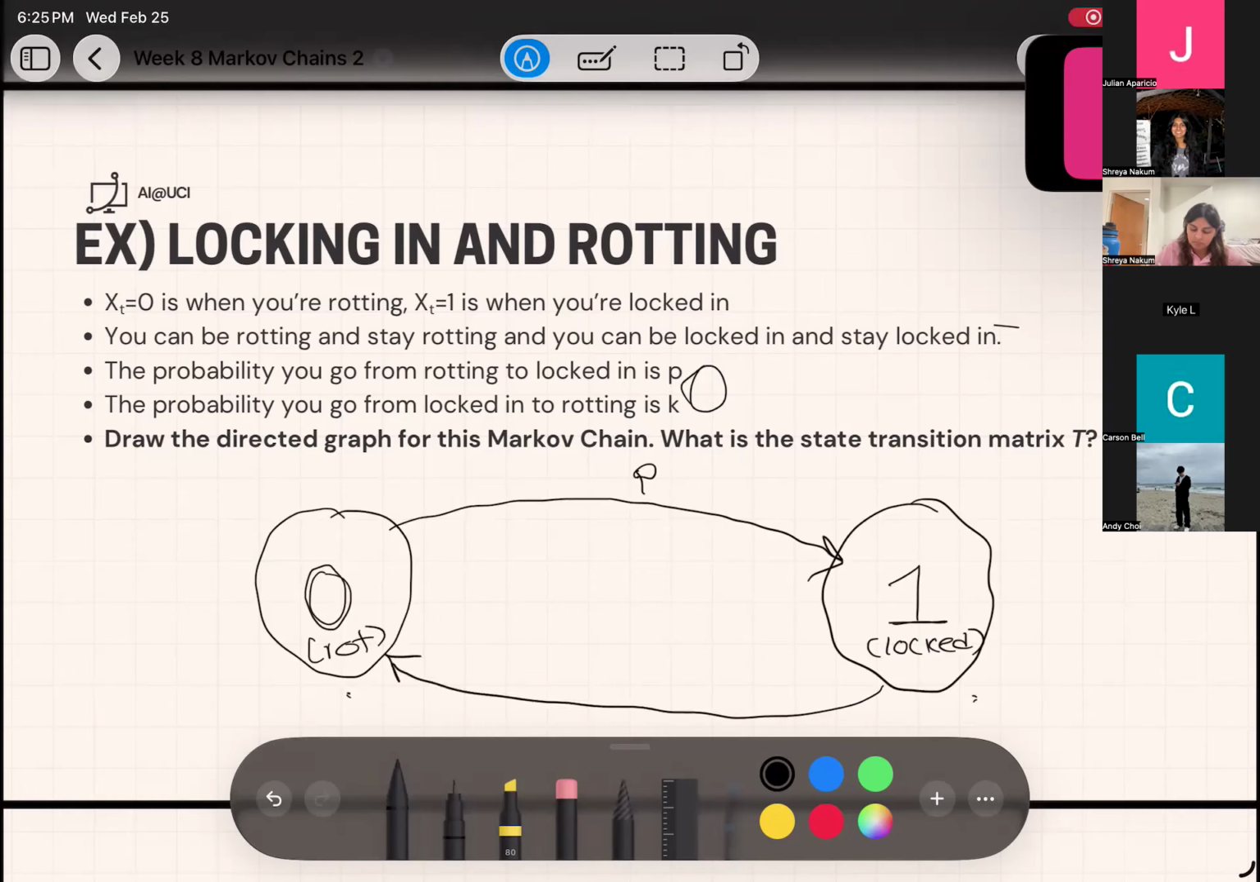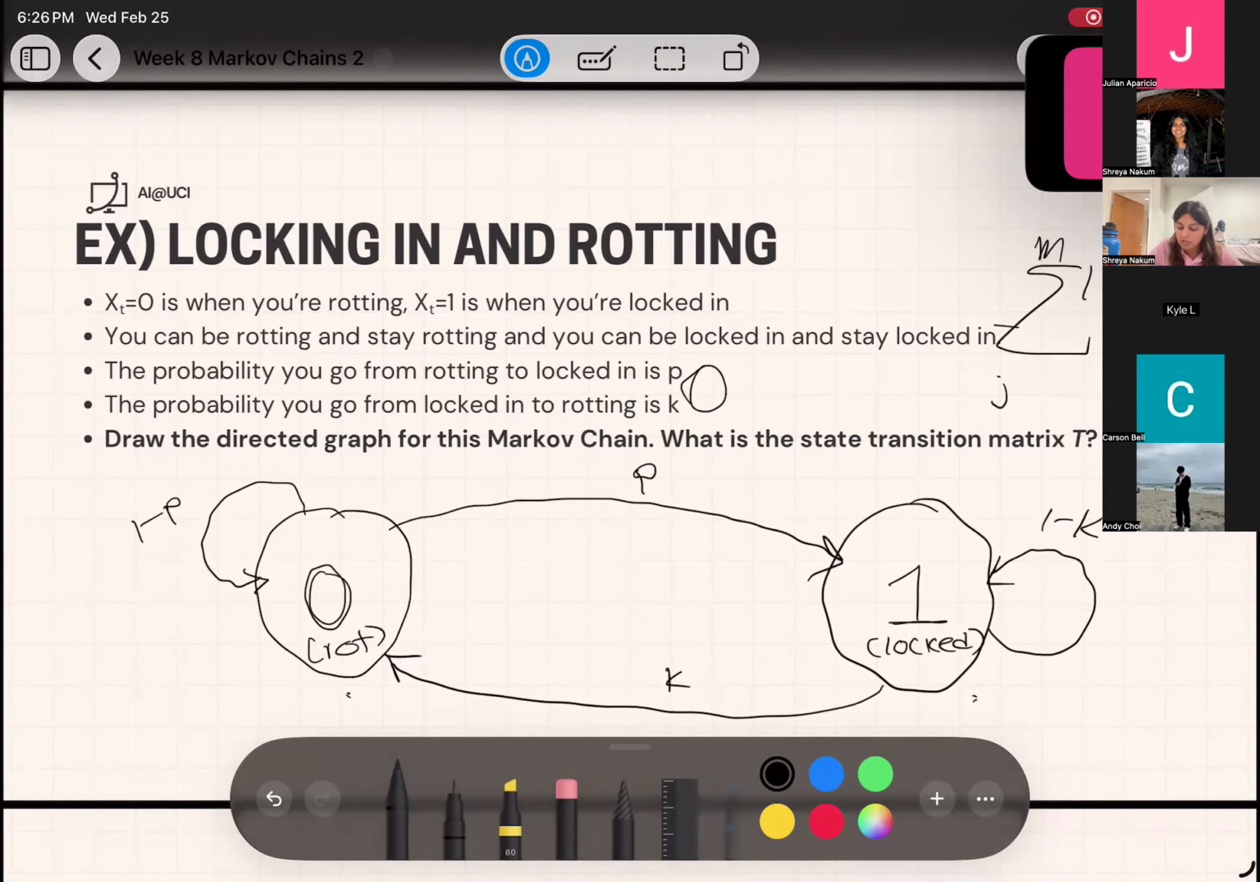And I assume that there will also be an arrow from 0 going back to itself, labeled 1 minus P, and then the same thing with 1, just 1 minus K. Yeah, exactly. That's exactly right. It'll be just like this. So the reason why it's 1 minus P and 1 minus K is because of what we talked about here, where everything involved with rotting will add up to 1. That's like the main idea here. And so this is what a directed graph is.